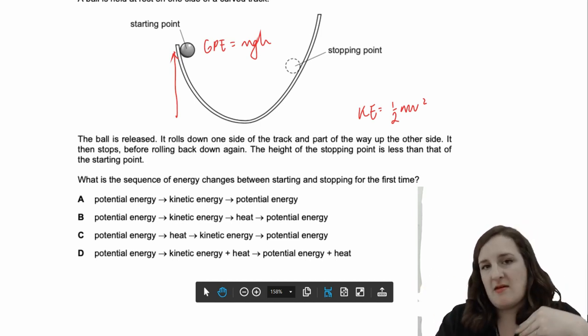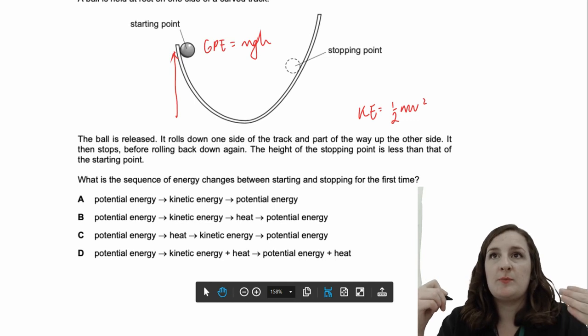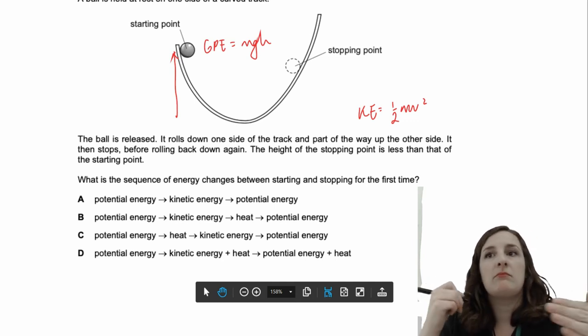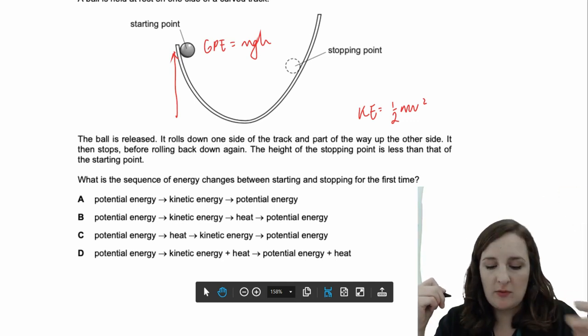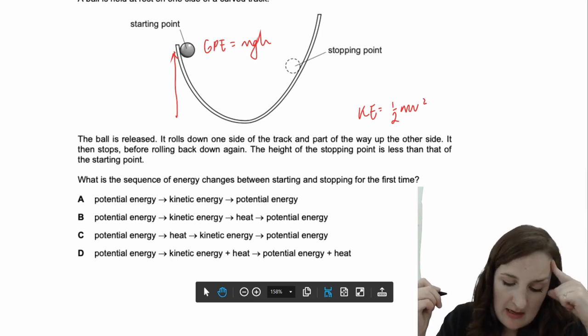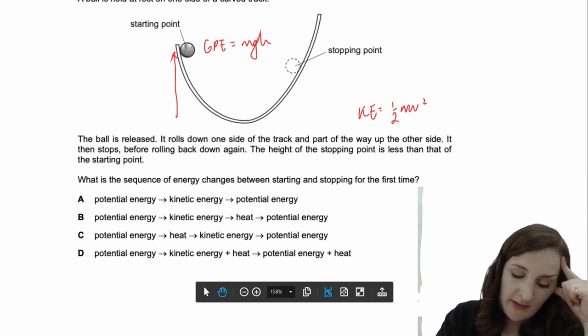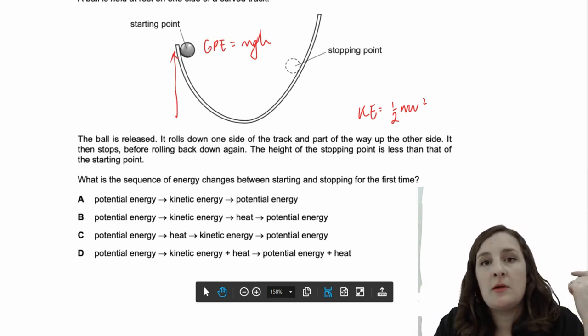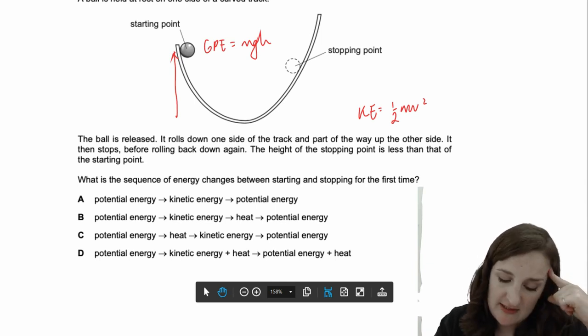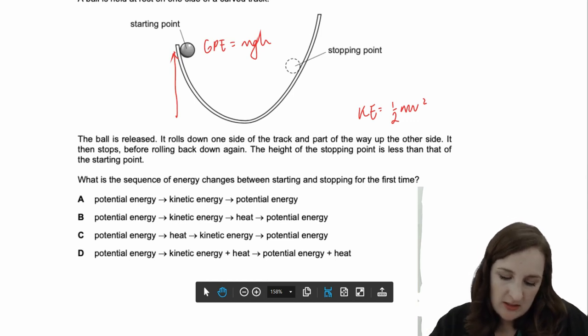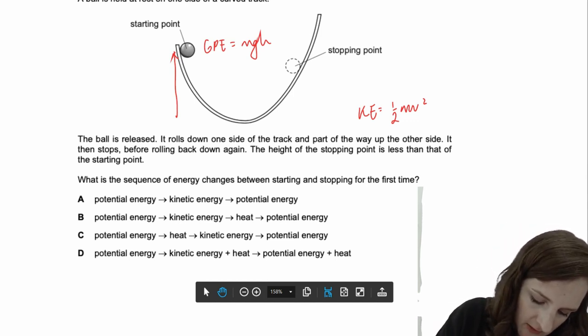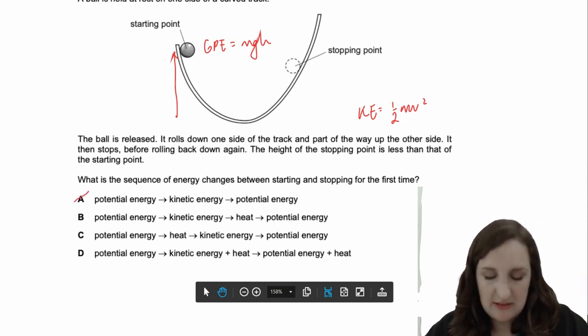But that would mean then that your total GPE would be the same at the highest points, which would also mean that h is the same. Now, it tells us that the height of the stopping point is less, so therefore, there must have been some energy losses to the surroundings. So heat must come into play. So we can immediately get rid of A, because there's no heat as an option.